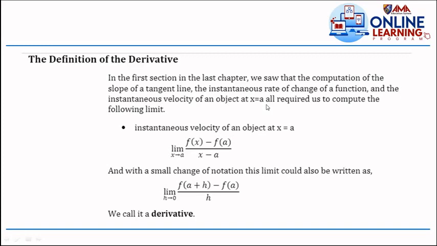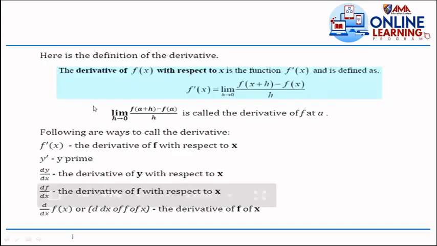So for the instantaneous velocity of an object at x is equal to a, the limit of the function f of x minus f of a all over x minus a as x approaches a. And with a small change of notation, this limit could also be written as f of a plus h minus f of a all over h as h approaches 0. So we call this your derivative. Okay? So here are now the definitions of the derivative.